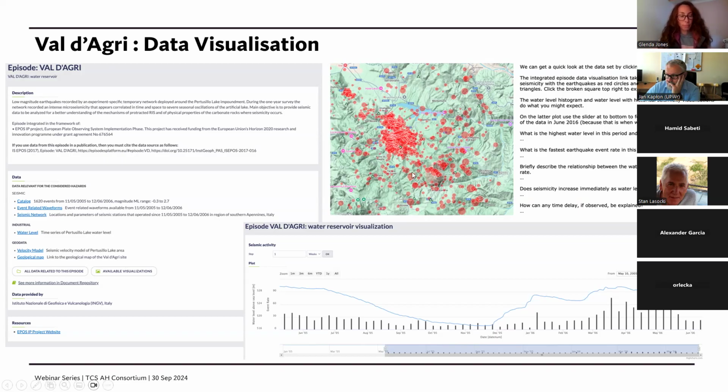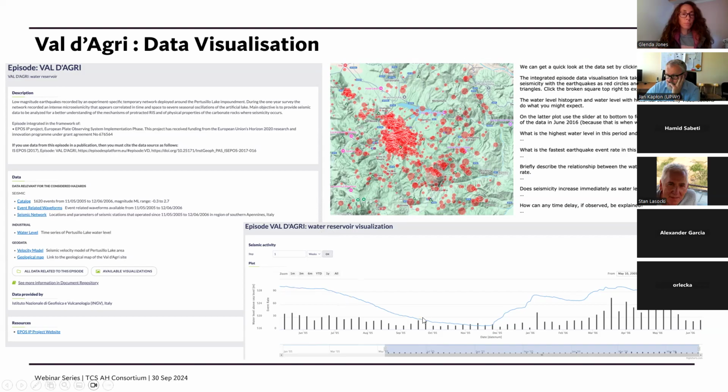The overall seismicity map showing the seismicity distribution and the magnitude distribution. We've got just over a year's worth of data here, and earthquakes up to a magnitude of 2.7. We can then also have a look at one of the other available visualizations, which is the water reservoir visualization.